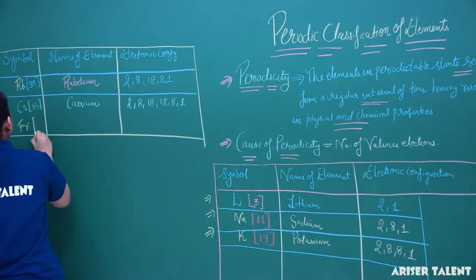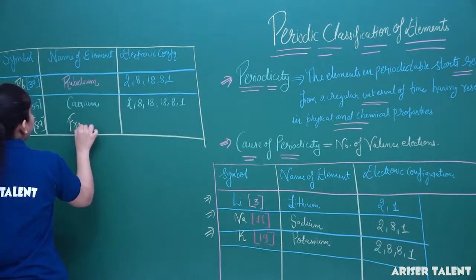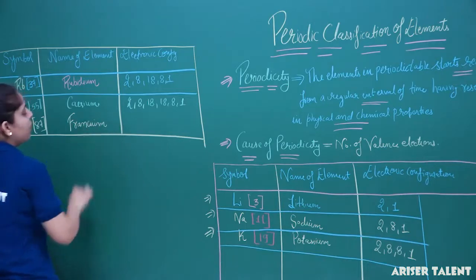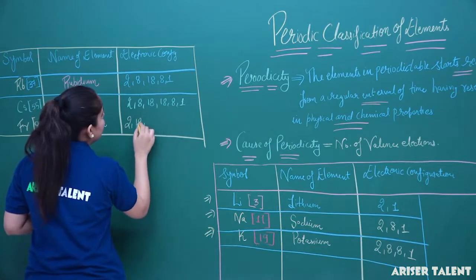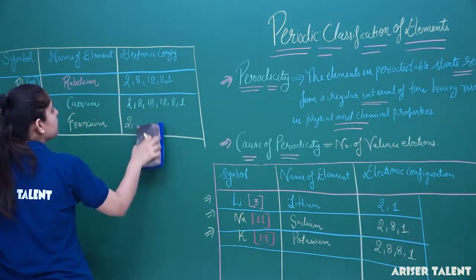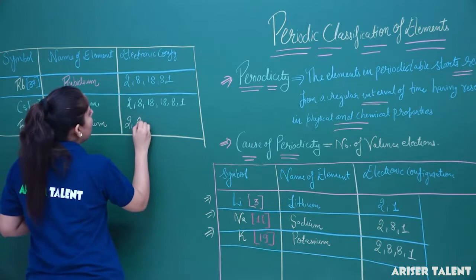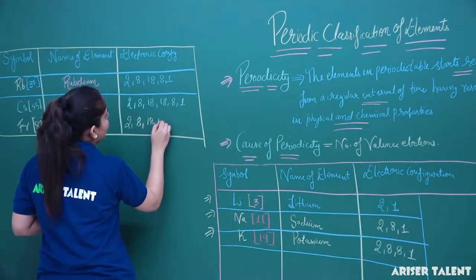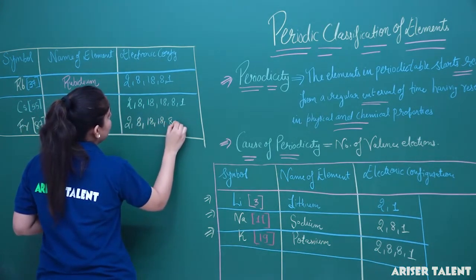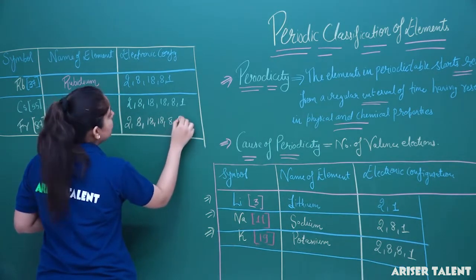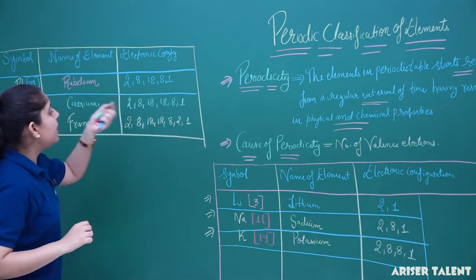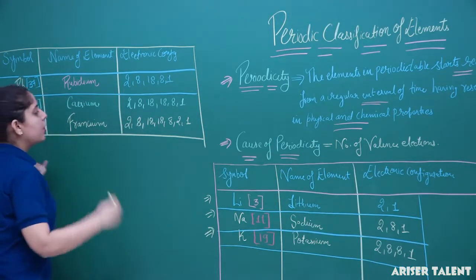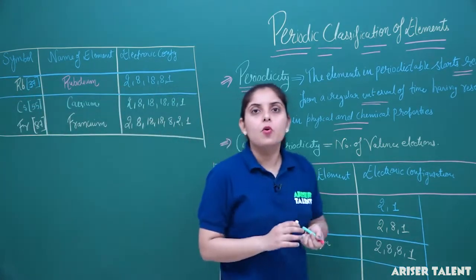This is francium and it is having an atomic number 87. The name of the element is francium. So the configuration is going to follow the trend here like this: 2, 8, 18, 8, 8 and 2, 1. So the cycle will repeat itself like this. So this will be the electronic configuration for francium only.